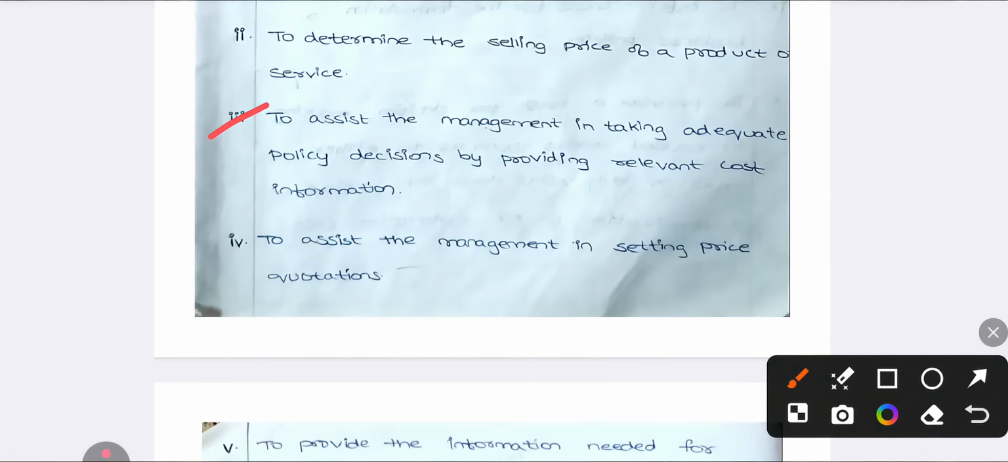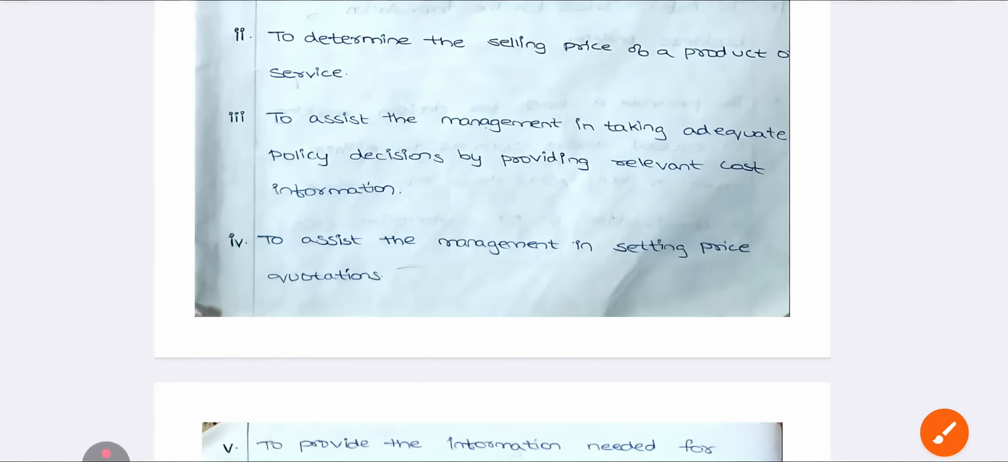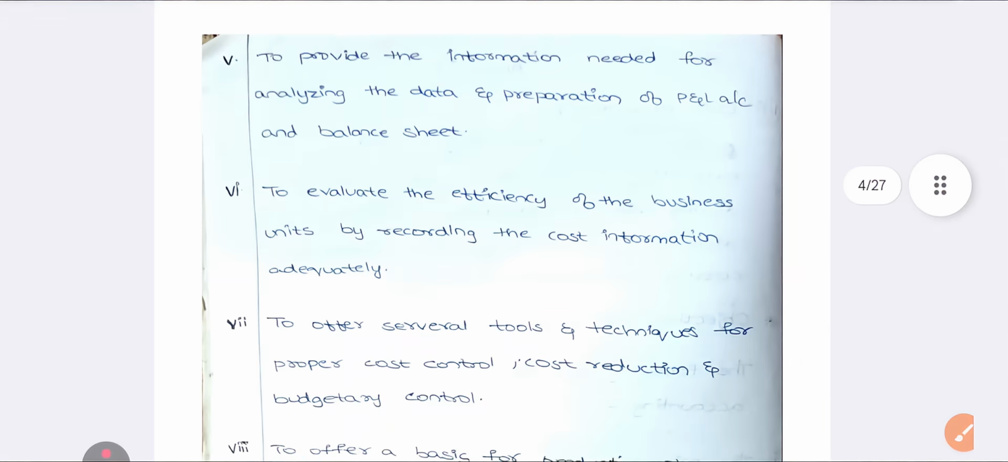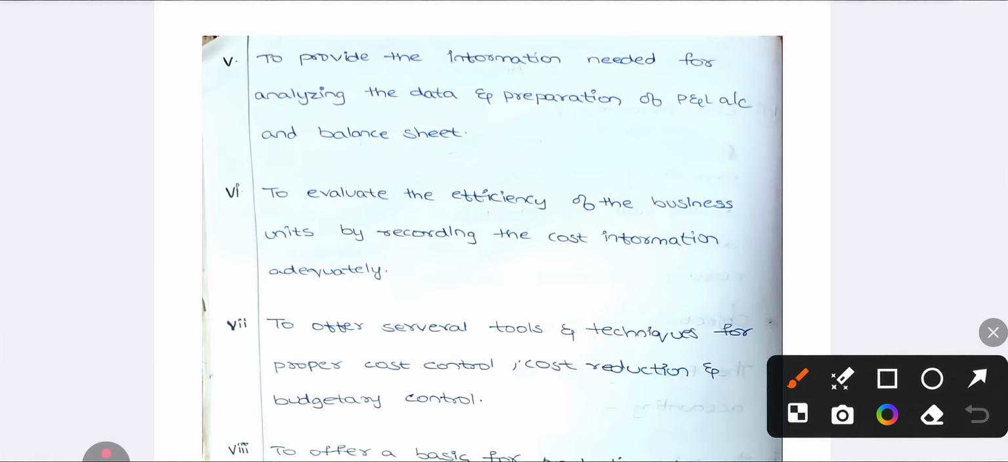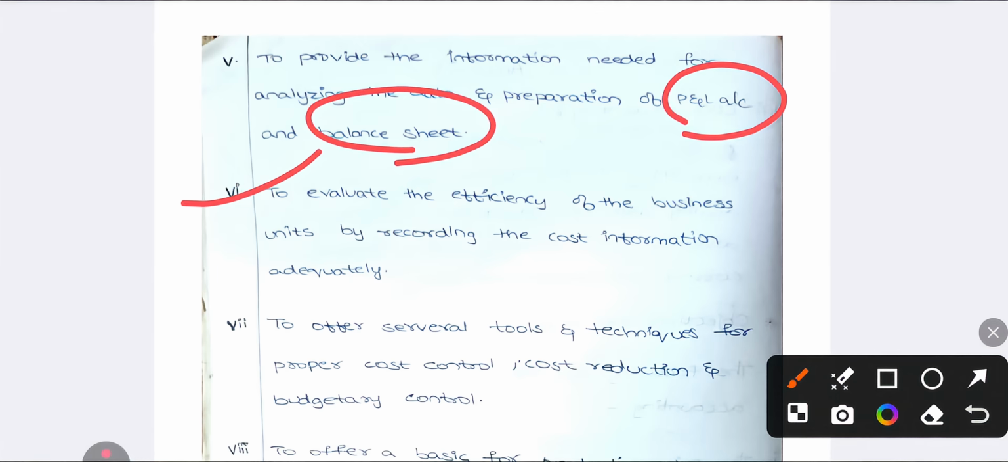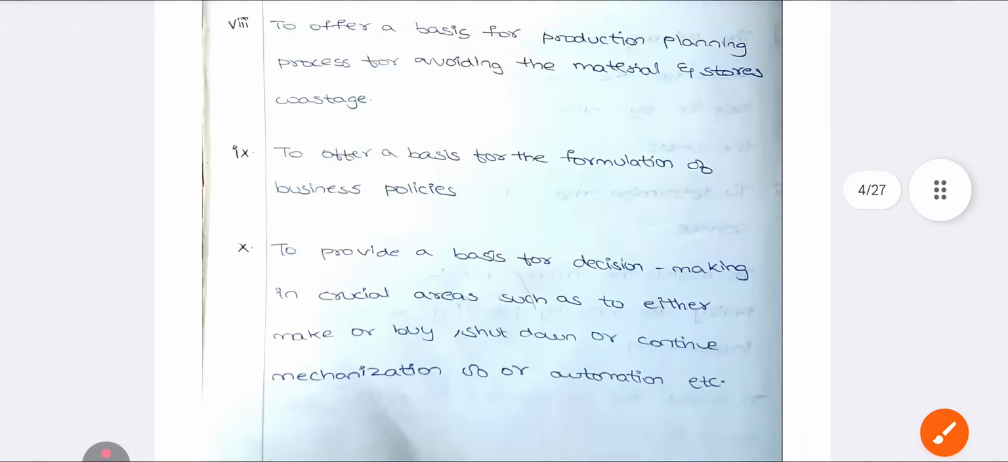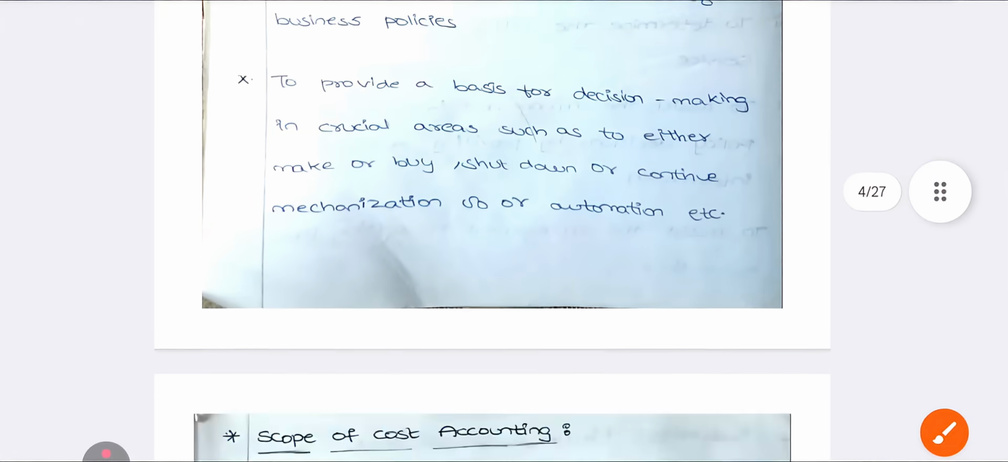To assist the management to take cost and expense related information, cost accounting is helpful. To assist the management for price quotation, to fix a price for the product, for that case also this is important. And the fifth one is to provide the information needed for data and preparation. See, if you want to prepare the P&L account and balance sheet, if you want to prepare final accounts, you should know the cost. For that case also this will be useful. For business related also this will be useful. Like that you are having. Okay, any 5 to 6 objectives you learn from that.